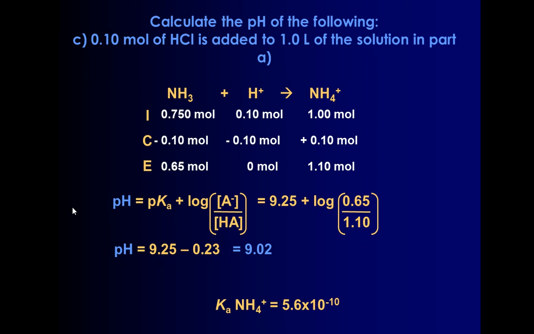So this is just to kind of give you an idea of why buffers would be so important in the human body and in other practical applications, because they're able to resist pH changes, which can lead to a cascade of other effects that might be more substantial.